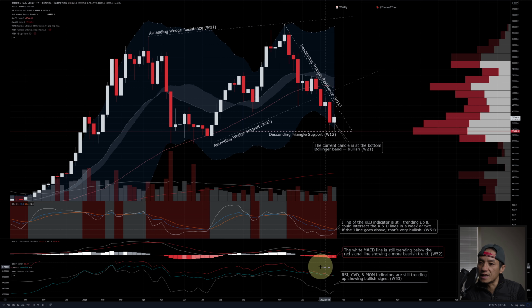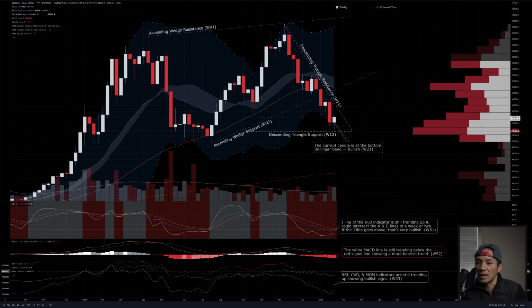On the MACD, which is this next row where you have the histogram bars, last time it said the white MACD line is still trending below the red signal line, showing a more bearish trend, and it's still doing that. Not much change there. Down below, the previous note said RSI, CVD, and momentum indicators are still trending up, showing bullish signs. They are still trending up.